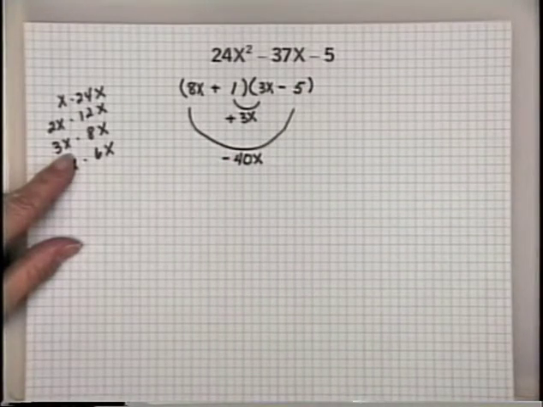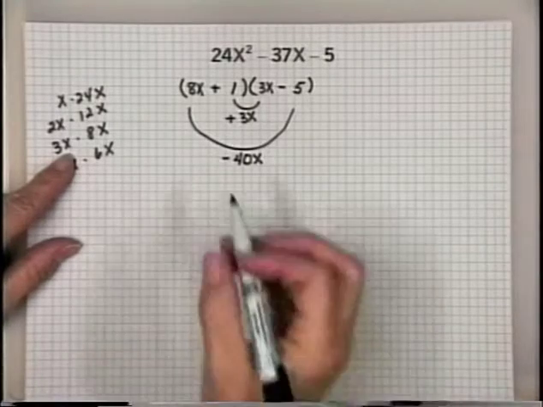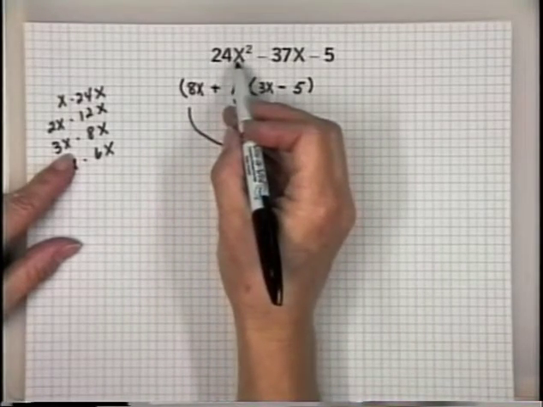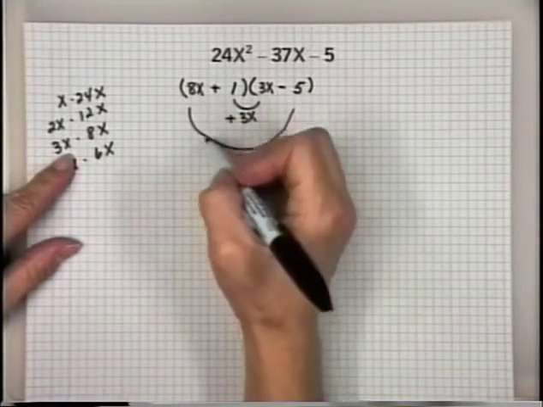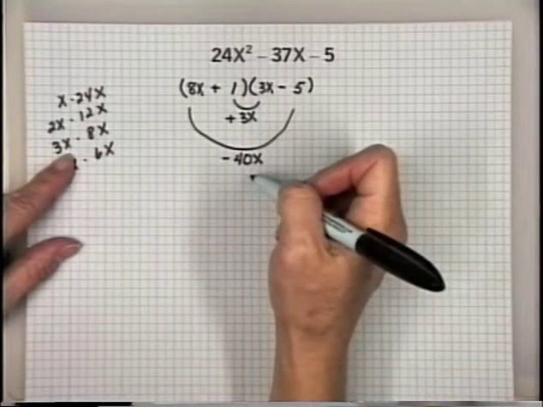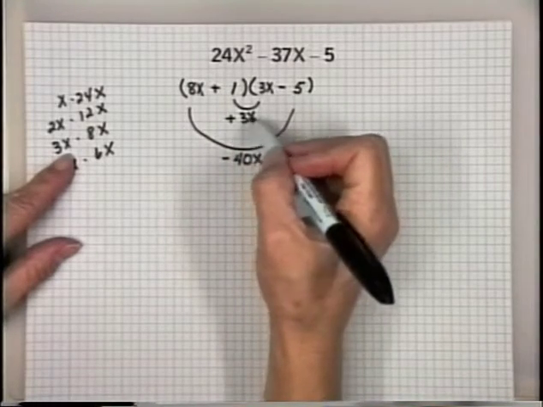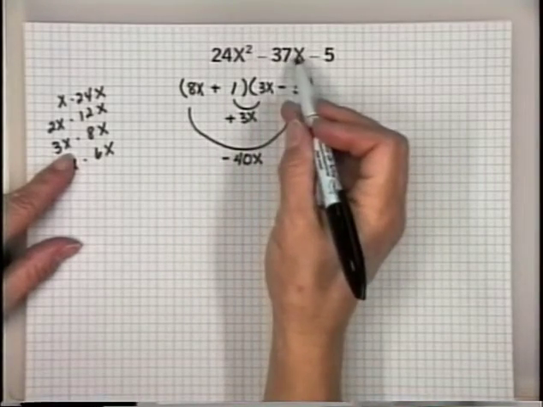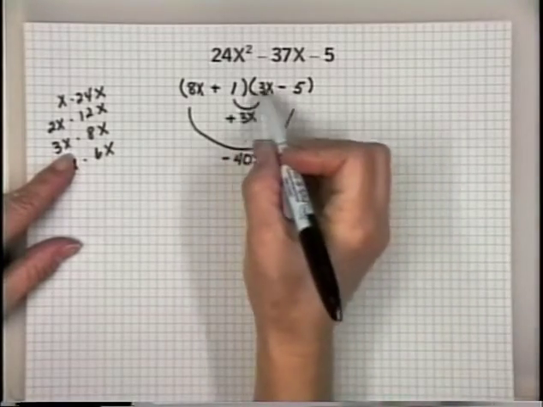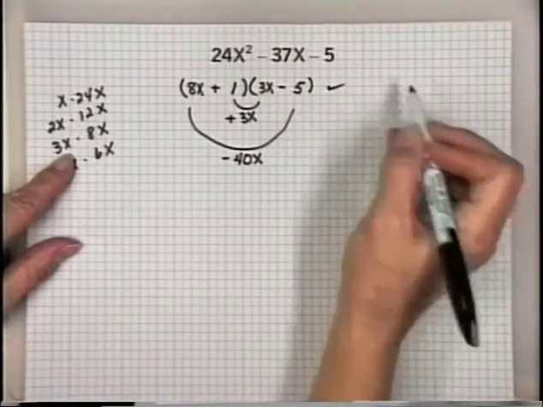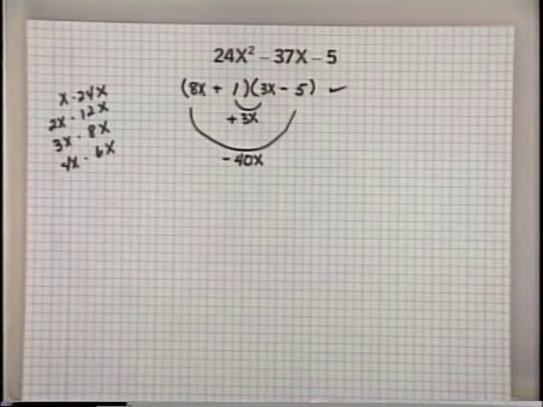Now let's double check to make sure that we have the correct factors. 8x times 3x is 24x squared. My outside product is negative 40x. My inside product is positive 3x, which adds up to negative 37x. And my last two terms multiplied together give me negative 5. These are the correct factors: 8x plus 1 times 3x minus 5.